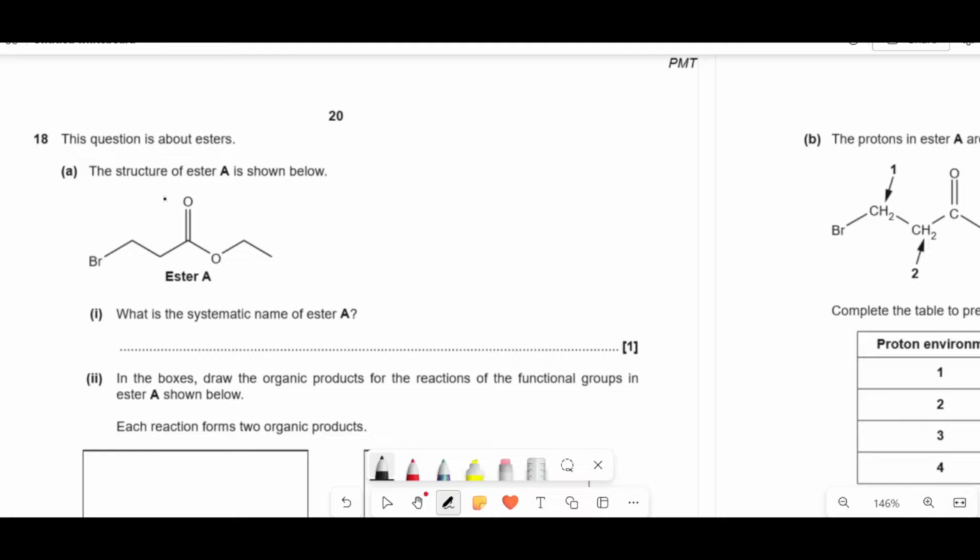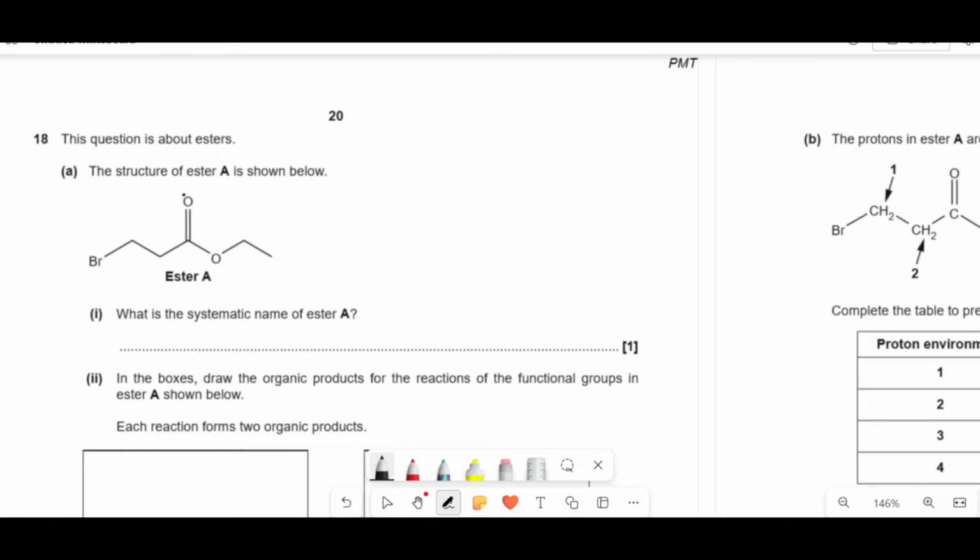There you go. So this question is about esters. The structure of ester A is shown below. What is the systematic name for this? So we need to look at the carboxylic acid derivative, and that'll give you a suffix, the end part. And then the bit before it will be the other part. What I mean by that is every ester in the world is COOC, where this bit's come from a carboxylic acid.